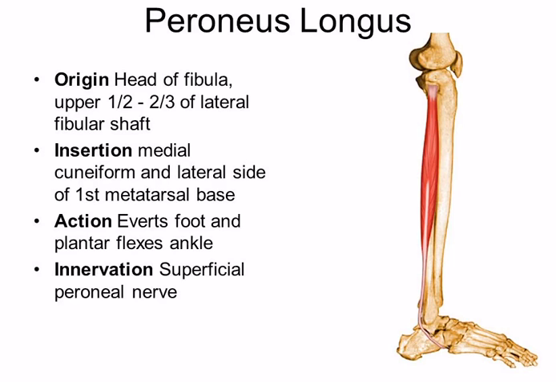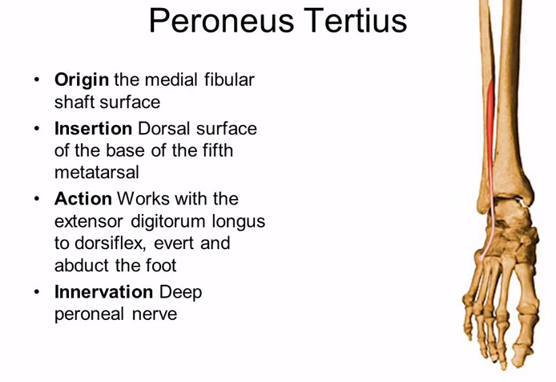Peroneus longus. Origin: head of fibula, upper half, 2/3 of lateral fibular shaft. Insertion: medial cuneiform and lateral side of first metatarsal base. Action: everts foot and plantar flexes ankle. Innervation: superficial peroneal nerve.